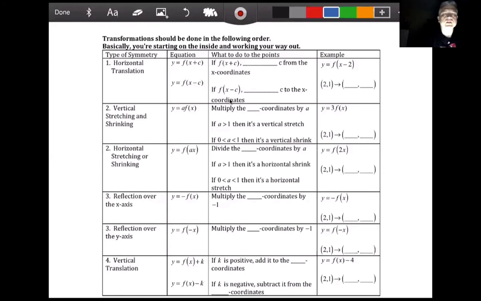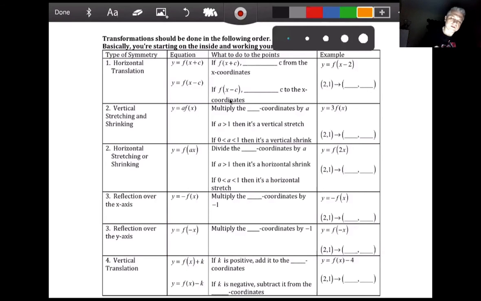So now we're going to put together multiple transformations, and we need to know, if I'm going to reflect, translate, shrink or stretch, if I'm going to do more than one of those things, what order do I do them in? Because if I shrink it and then reflect it, that might be a different result than if I reflect it then shrink it. Or if I translate it, then reflect it, that could be very different than if I reflect it then translate it. So here's the order that you are going to do your different transformations.